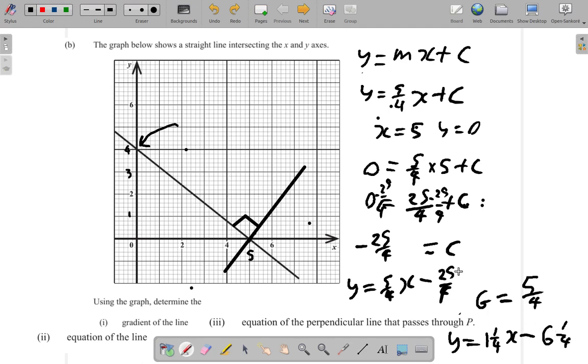So y is equal to 1 and a quarter x minus 6 and a quarter. You could also write it as y equal 1.25x minus 6.25 as a decimal. So the equation of this new line which is perpendicular to the line that passes through P is y equals 1 and a quarter x minus 6 and a quarter.